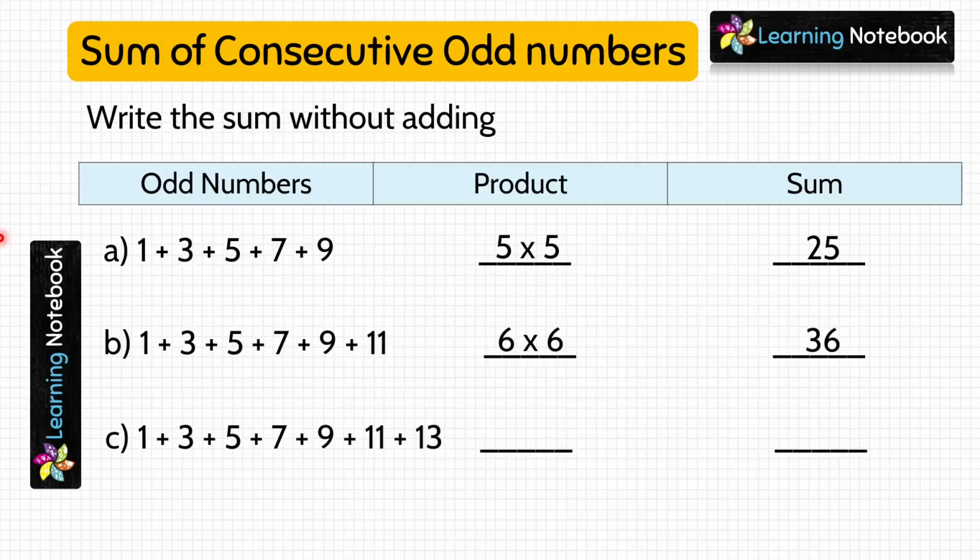Now look at this last question. These are the first 7 consecutive odd numbers. So this means their sum equals 7 into 7, which equals 49. So again, we have got the sum without adding these consecutive odd numbers. So now I am sure you have understood this property of sum of consecutive odd numbers.